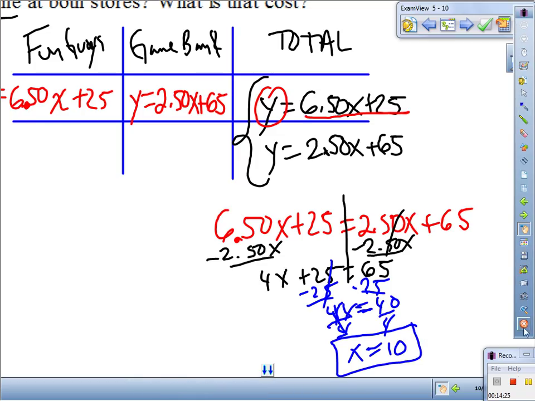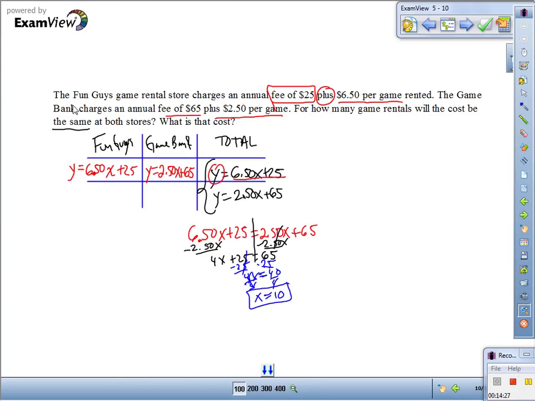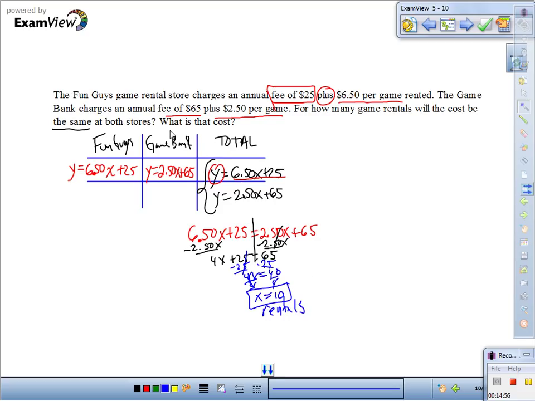All right. What does that mean? Look at it. I'm going to zoom out. It says, Fun Guys Game Rentals charges a fee of 25 plus 6.50 per game rented. But look at the question. How many game rentals will the cost be the same for both stores? After how many rentals? 10. So this is rentals. Label that rentals for right now. After 10 rentals. But look at the follow-up question. What is the cost? Tell your neighbor what to do with this X equals 10 in order to find the cost. Tell your neighbor what they need to do.